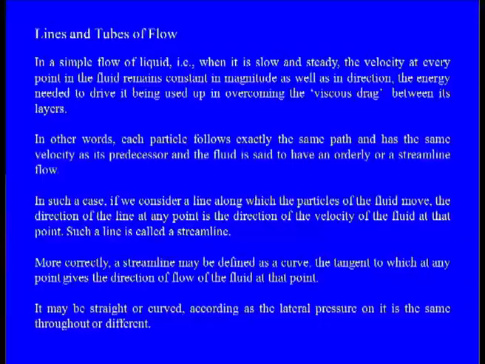Now, let us try to understand the lines and tubes of flow, which are very similar to the lines of force in electrostatic and magnetostatic fields. So, it is very easy to understand the lines and tubes of flow in fluid mechanics. In a simple flow of liquid, that is, when it is slow and steady, the velocity at every point in the fluid remains constant in magnitude as well as in direction. This is the most important concept in fluid mechanics. So, let me repeat it again. When the velocity of the liquid is slow and steady, the velocity at every point throughout the fluid remains constant in magnitude as well as in direction.